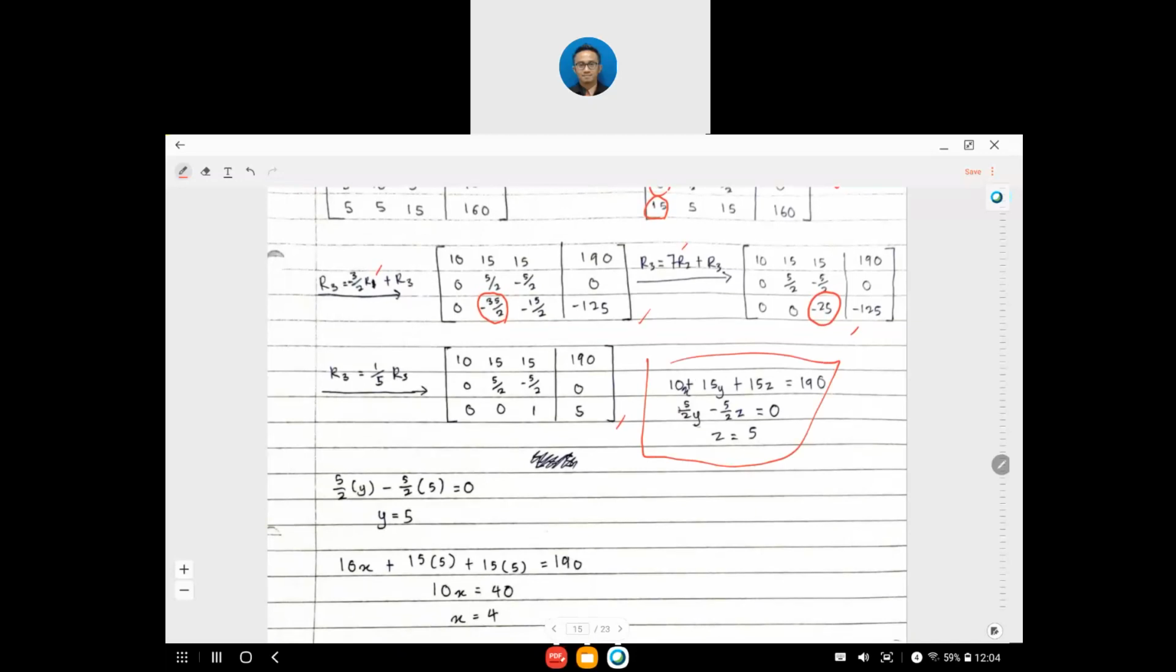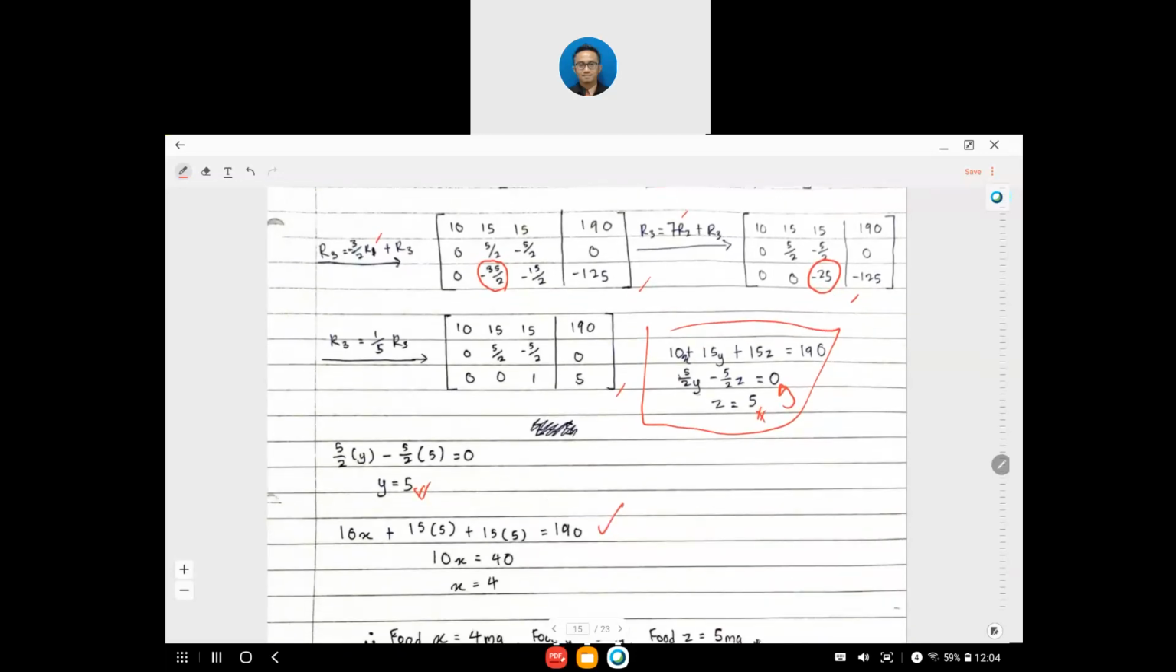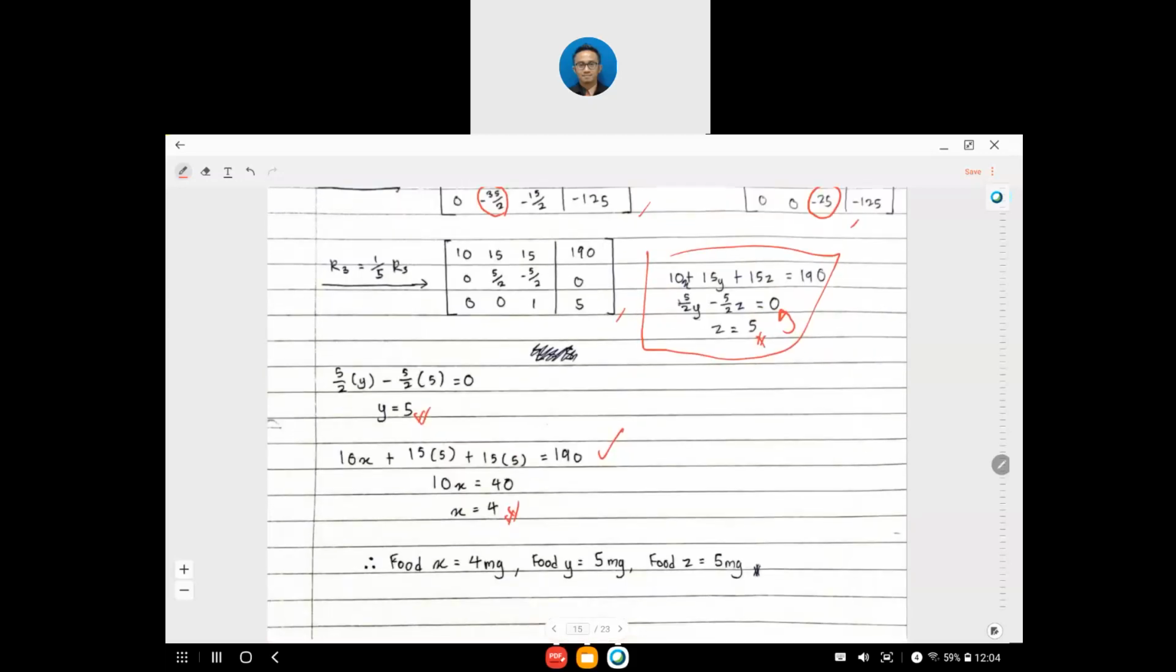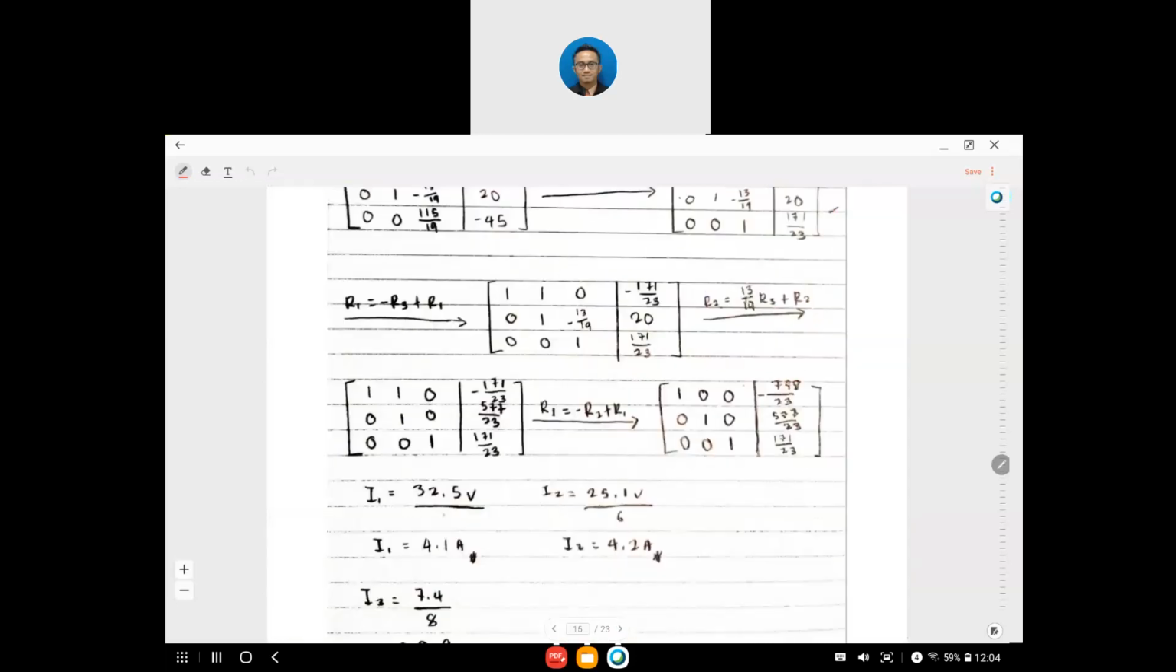So z equal to 5. After you get the value of z, substitute z in the second equation. So you can get y equal to 5 also. Okay, since you already get y and z, substitute in the first equation, something like this. So you can get x equal to 4. So your final answer is x equal to 4, y equal to 5, z equal to 5. Okay. That one for question 25. And then question 26.